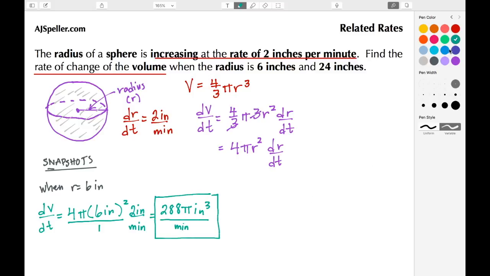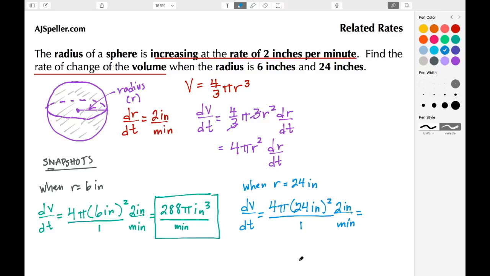All right, let's take a look at our next snapshot. In this snapshot, we want to figure out what's going on when the radius is at 24 inches. Again, we're going to rely on dV/dt, which is what we just calculated. We know we have 4 pi r squared. Well, r squared is going to be 24 inches squared. And again, all I did was take the 24 inches and substitute it in for this r right here. And then we tack on the factor dr/dt, which is 2 inches per minute. So times 2 inches per minute. And again, all this is understood to be over 1.